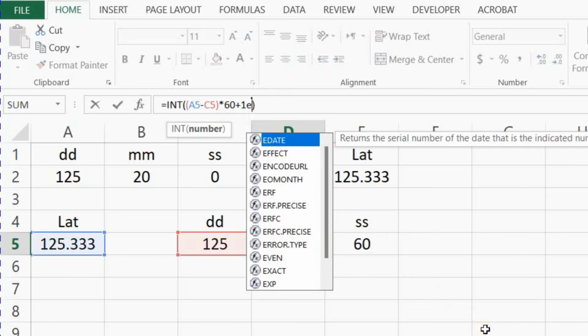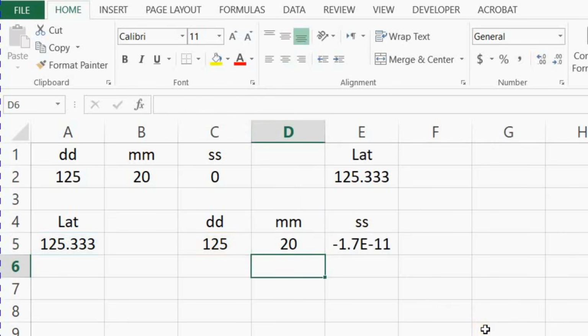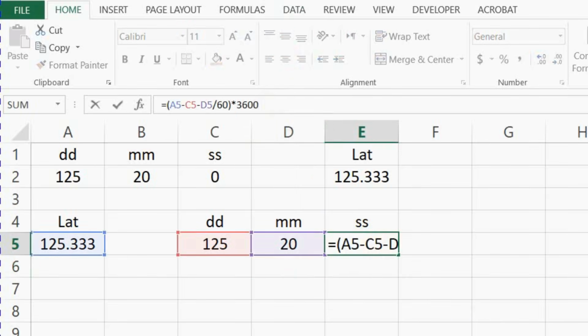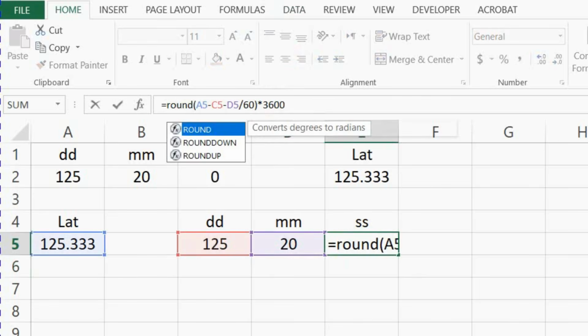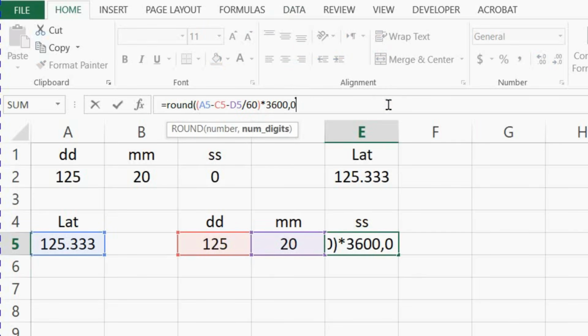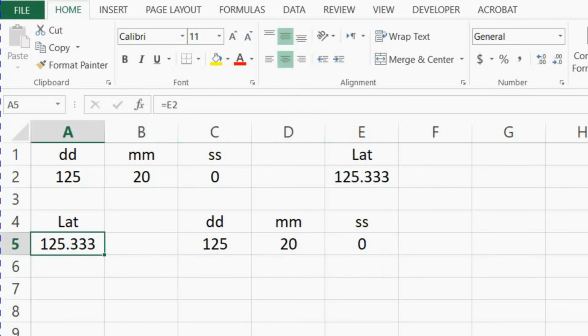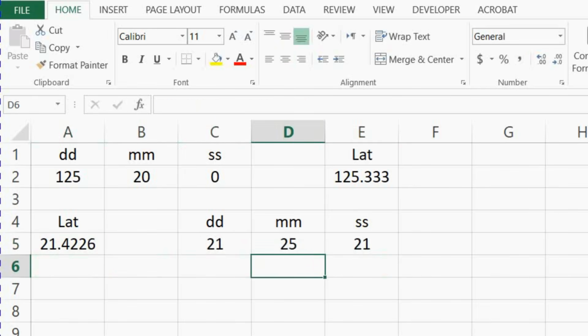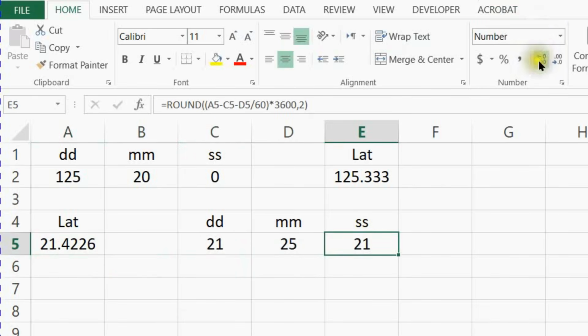When we add a small number to the minutes, something like 10 to the power minus 8, and we round the seconds to the nearest second, or 1 decimal place, or 2 decimal places. For information, if we are measuring distances on Earth, the difference between one arc second and the next is about 30 meters. If we want more precision, we can add 1 or 2 decimal places.